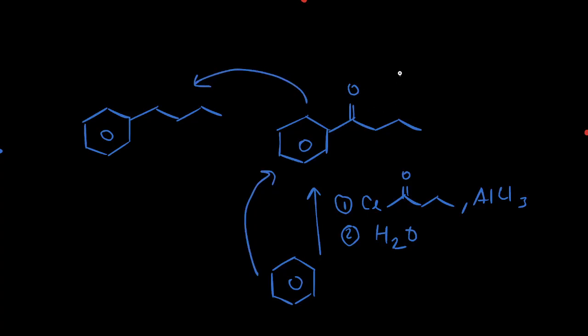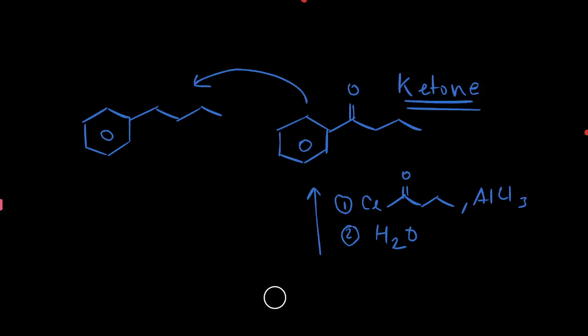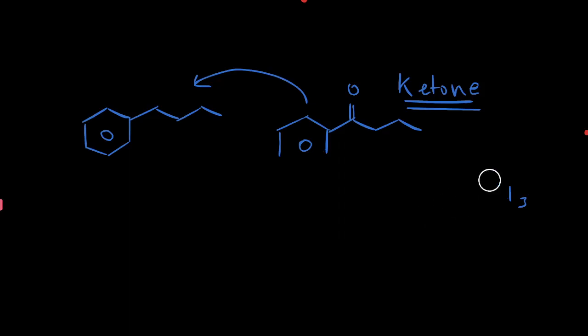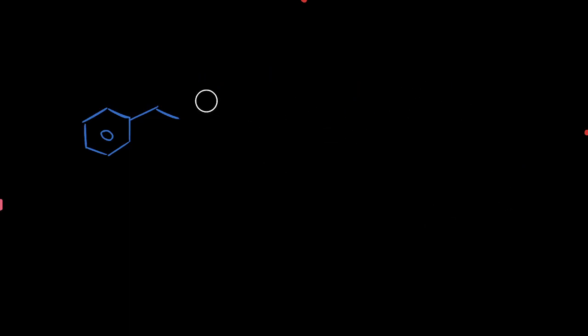Here we formed a ketone. We're able to successfully form a ketone using our acylation reaction. Well, now how do we get rid of this oxygen here? So in order to get to this desired product, what we need to do is called reduction. We need to reduce this ketone. So without getting into the details of the mechanisms, there are two ways that we can reduce our ketone here to form our desired product.